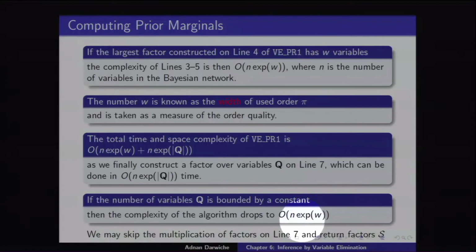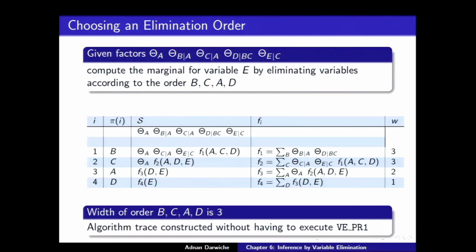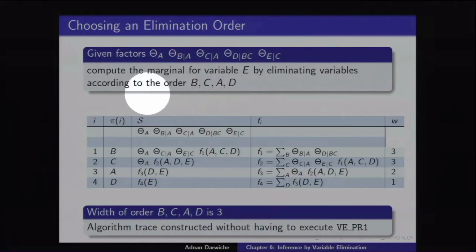Linear in the number of variables, exponential in the width of the order used. This thing that I'm going to show you now is a simulation of variable elimination at a symbolic level. We'll do two simulations. One I will do for you. The other one you will actually discover for me when we come back. The goal of this emulation is to figure out the width of the order that I'm using.